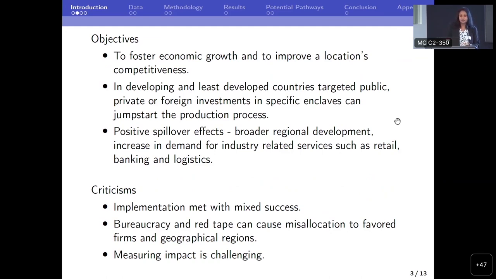Then there's also a danger that there can be a lot of bureaucracy and red tape involved in allocation. And so there could be misallocation to favored firms and geographical regions. And the most important econometric challenge or criticism here is that measuring impact, what we call causal impact itself, is challenging because there's very little data specifically available about firms that are located within these industrial enclaves.